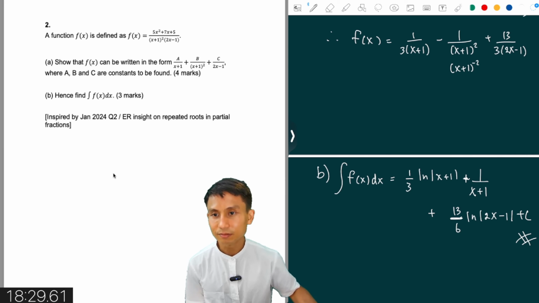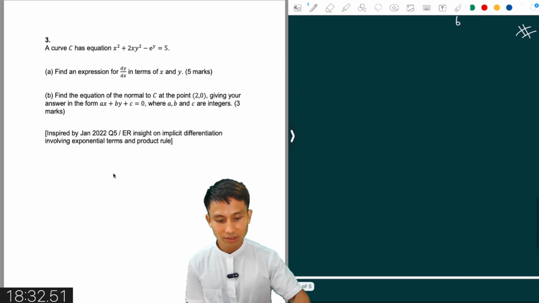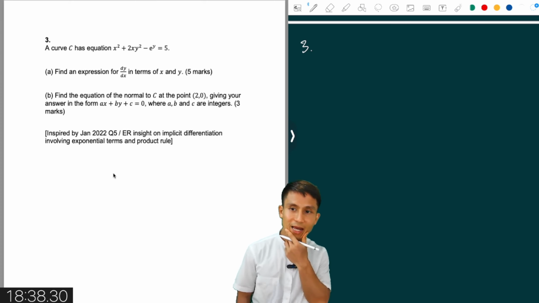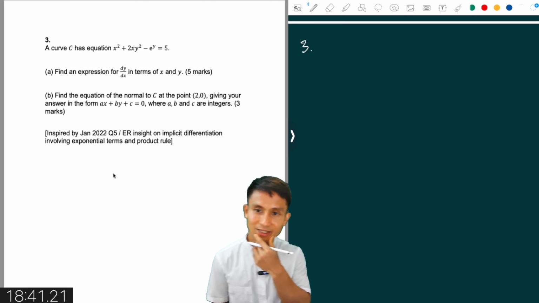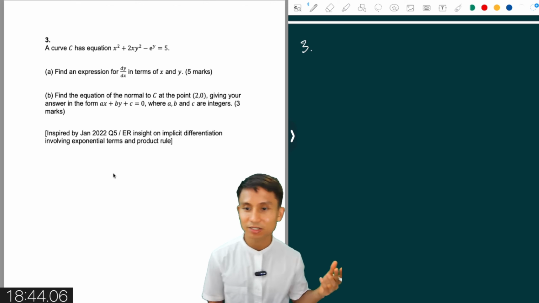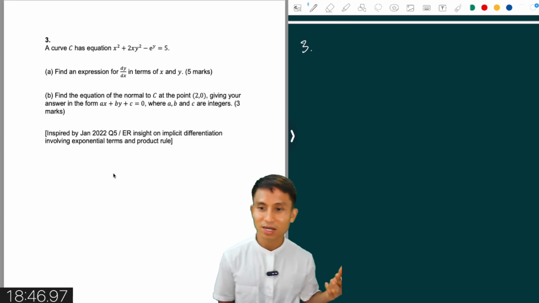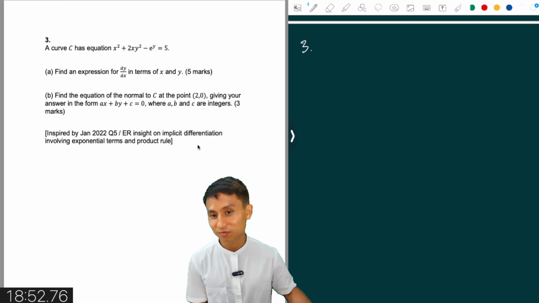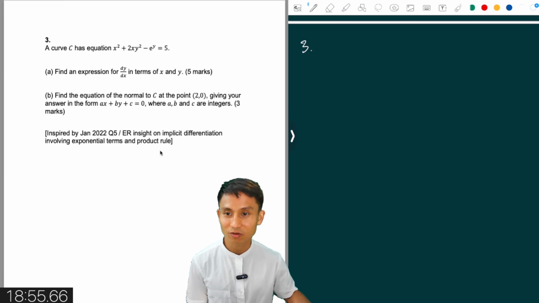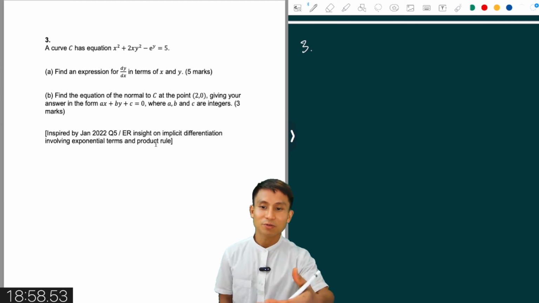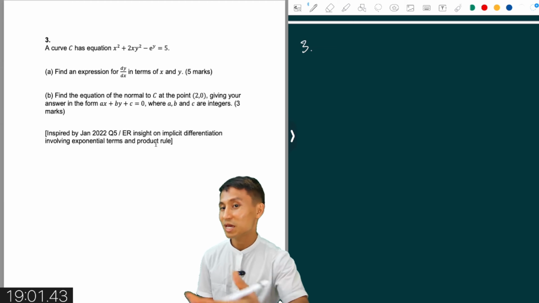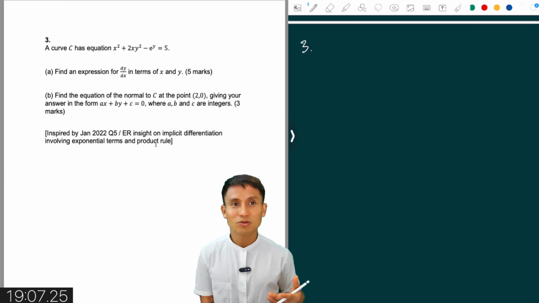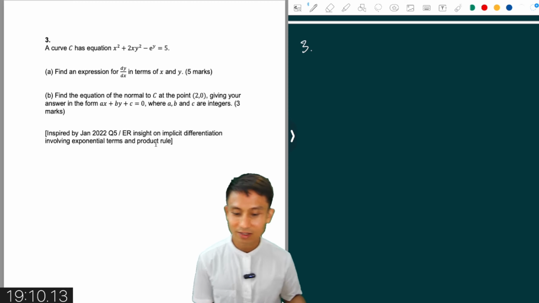Okay. Next question, number 3. A curve C has an equation, find an expression for dy by dx in terms of x and y. All right, implicit differentiation. This is inspired by January 2022. And EI here means examiner report insight on implicit differentiation involving exponential terms and product rules. So it came up with this because in the examiner report, students made mistakes on that. Well, the model thought that it should be tested again. Okay, let's do it.